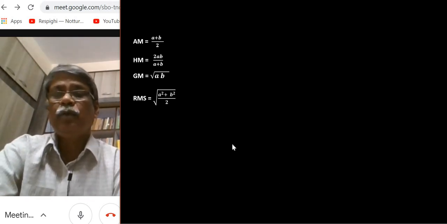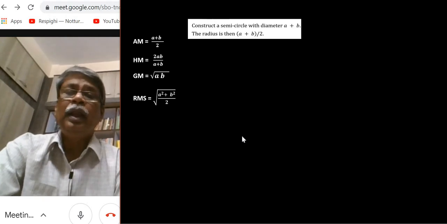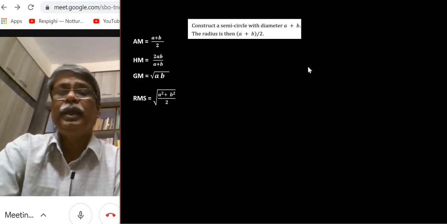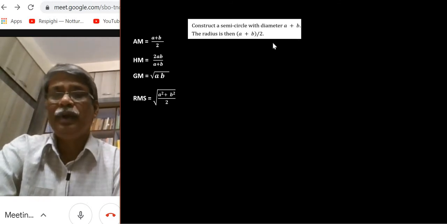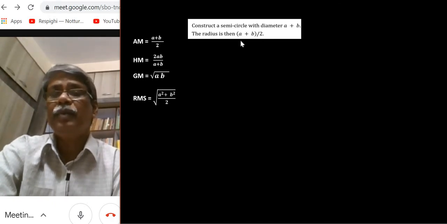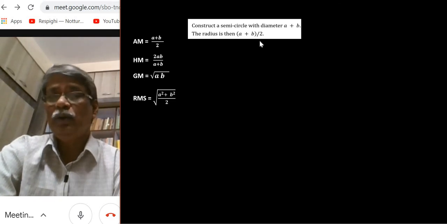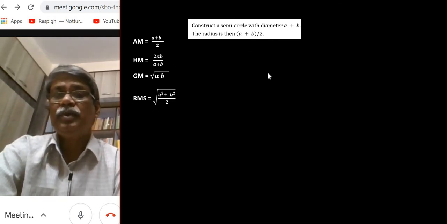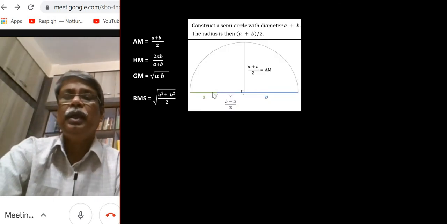So these are the 4 averages I have rewritten. Now what I will do, first construct a semicircle with diameter a and b. So a and b are two numbers, and I have taken two lengths, straight lines proportional to the value of a and b, and by adding them you are getting a plus b, and then taking the half, that means a plus b by 2. Actually you are talking about the arithmetic mean, and that is taken as the radius, right? That means the diameter is a plus b. So you have to construct a semicircle with diameter a plus b.